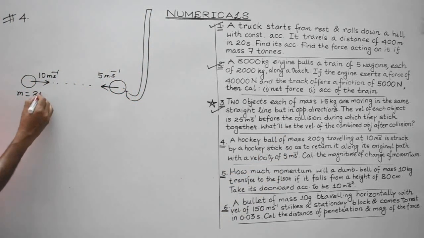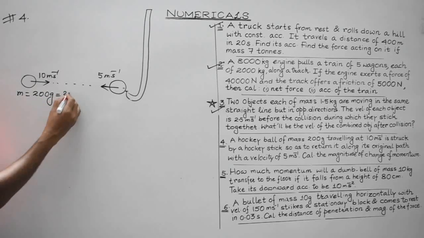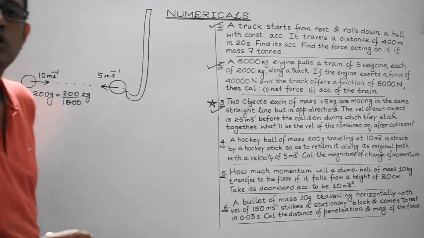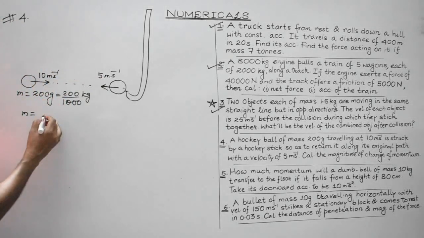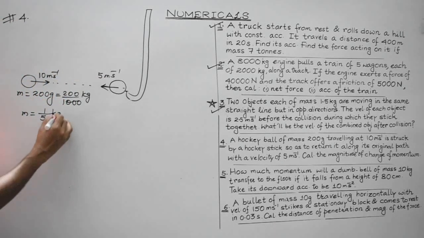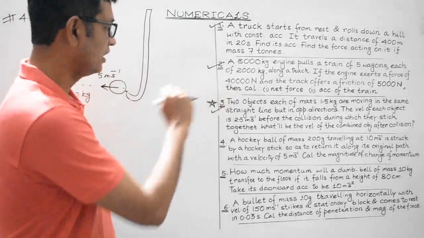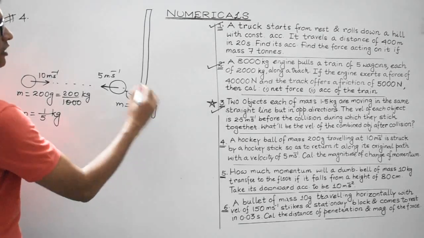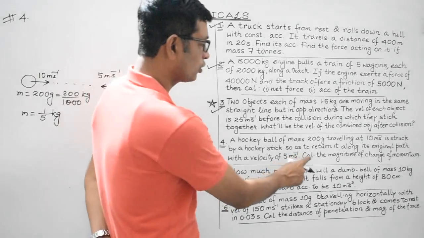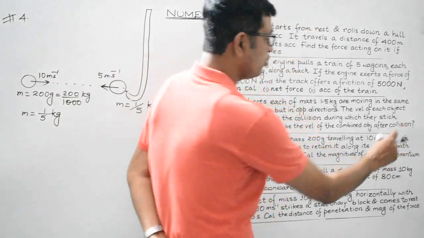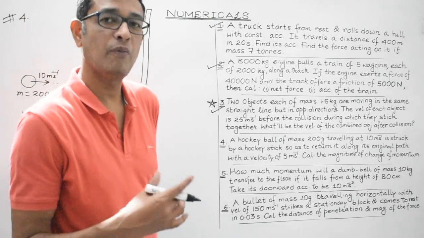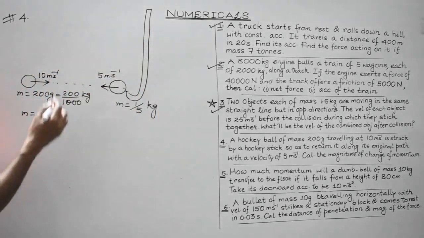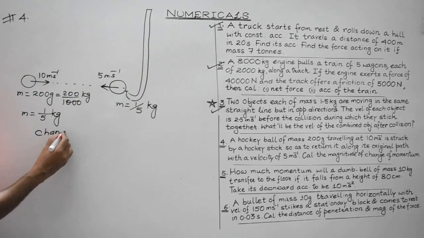And the ball has a mass of 200 gram, which will be equal to 200 divided by 1000 kg. That is, mass will be equal to 1 by 5 kg. This is the mass of the hockey ball which is given in the question. Mass will remain the same. Now, what we are supposed to calculate is the magnitude of change of momentum. Students, change of momentum is final momentum minus initial momentum, right? So let's find out the change in momentum.